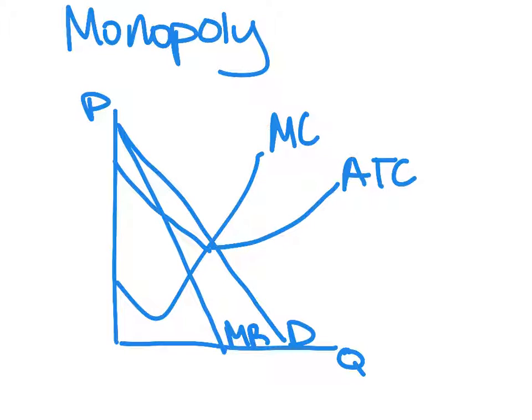On this graph, the points of elasticity are going to be right here. And down here is going to be the inelastic part of the curve. And this change occurs right where MR hits 0.